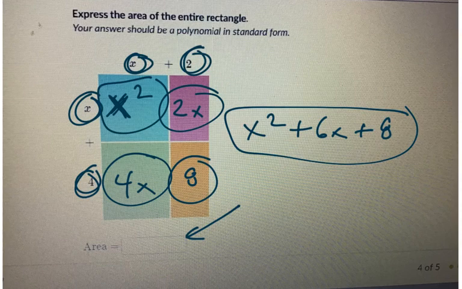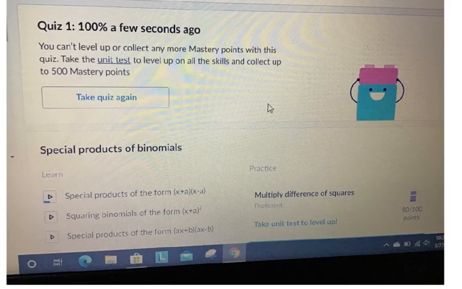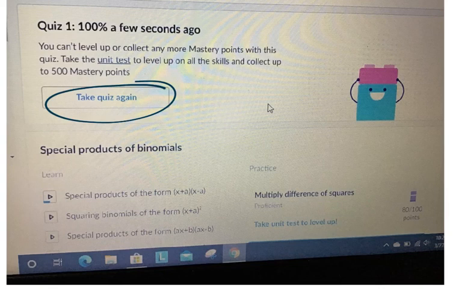Okay guys, so you're going to do one more like I did. And then you're going to get a congratulations. It's going to tell you certain skills that you've already leveled up on. You're going to click on done. And it's going to, of course, bring you back here. Hey, you could take the quiz again. Let's say you missed one or two. Take it again, see if you can't get 100%, right?